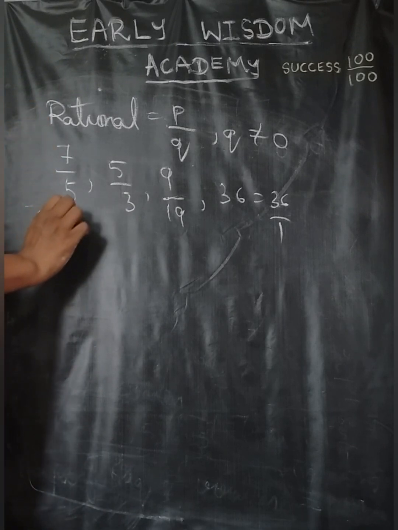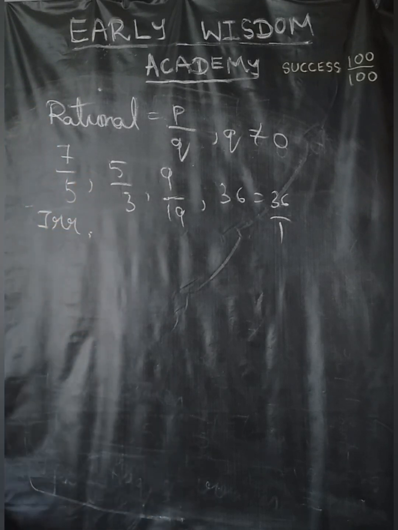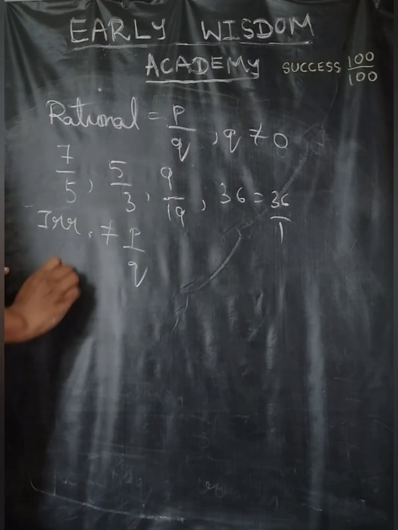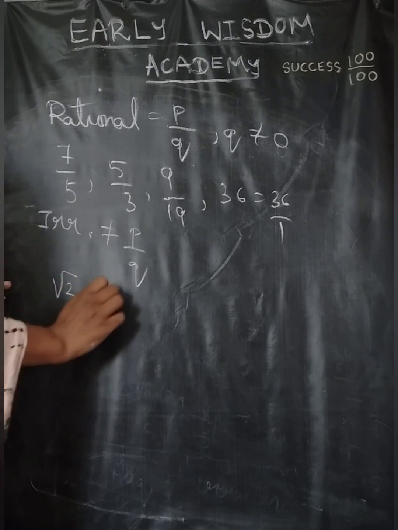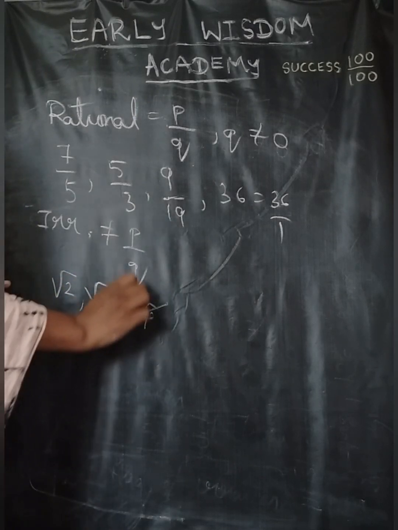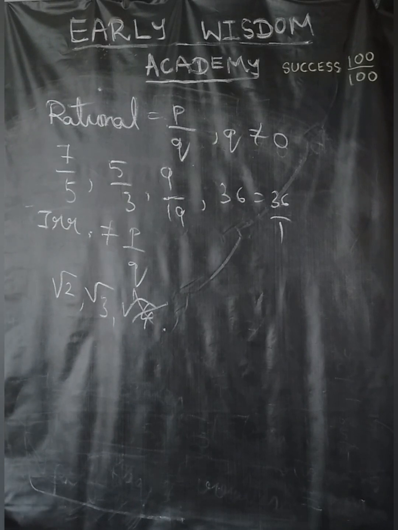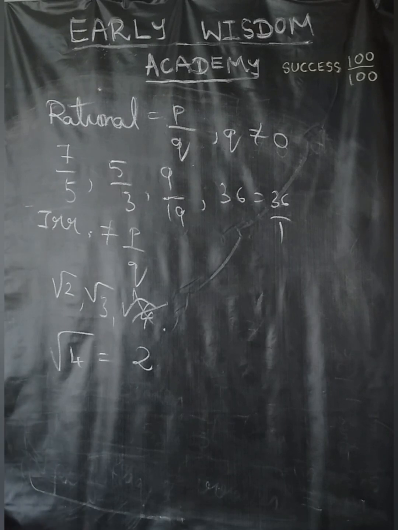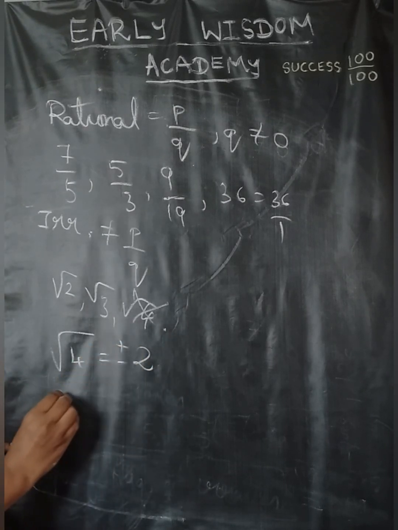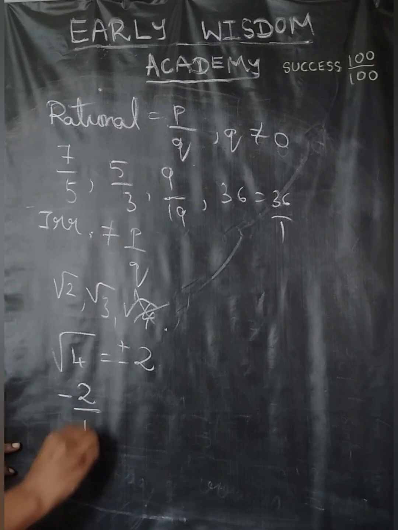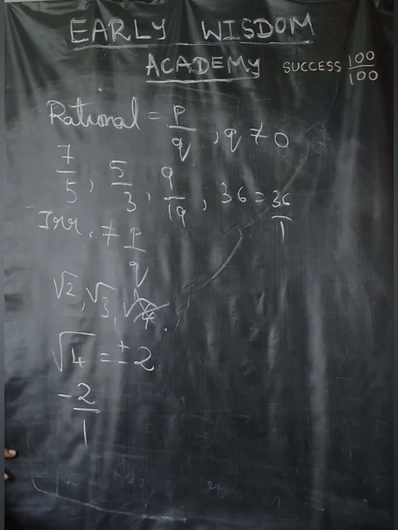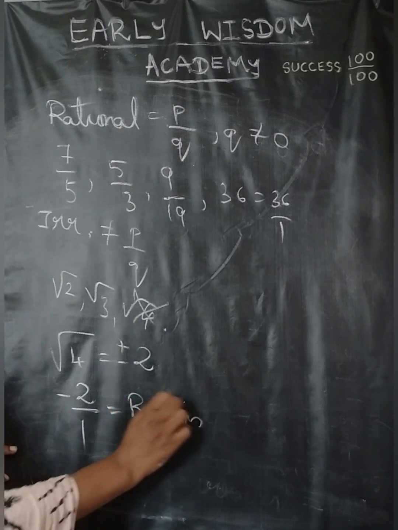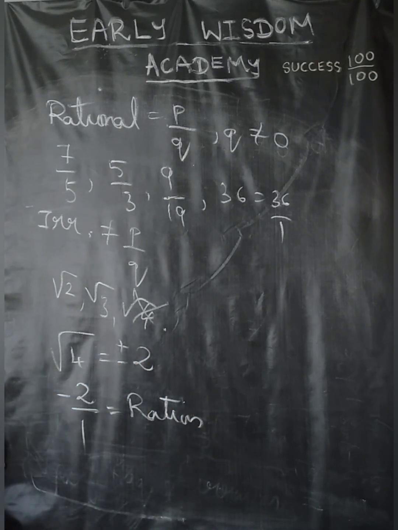Next, coming to irrational numbers. Irrational numbers are the numbers which cannot be represented in the form of p by q. For example, root 2, root 3. Root 4 is not an irrational number because root 4 is equal to 2. I can write it as plus or minus 2. Whether it is plus 2 or minus 2, it can be written in the form of p by q by writing 1 in the denominator. Therefore, this forms a rational number and not an irrational number.